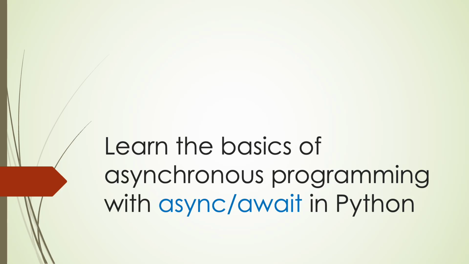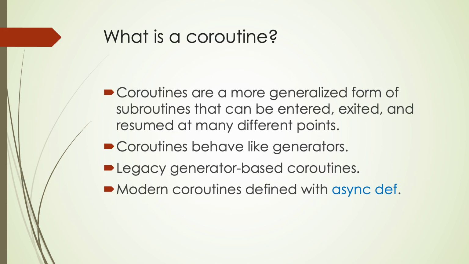In this video, we will learn the basics of asynchronous programming with async await in Python, which is an important topic in modern Python programming. According to Python documentation, coroutines are a more generalized form of subroutines. Subroutines are entered at one point and exited at another point. However, coroutines can be entered, exited, and resumed at many different points.